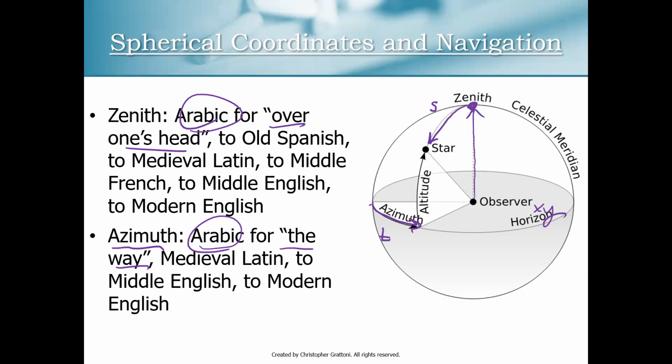And so these words come from when we were trying to navigate using the stars, right? You can actually see where these words spread from Arabic to Old Spanish, then from Old Spanish to Medieval Latin, then from Medieval Latin to Middle French, then from Middle French to Middle English, and then all the way into Modern English. Pretty interesting.